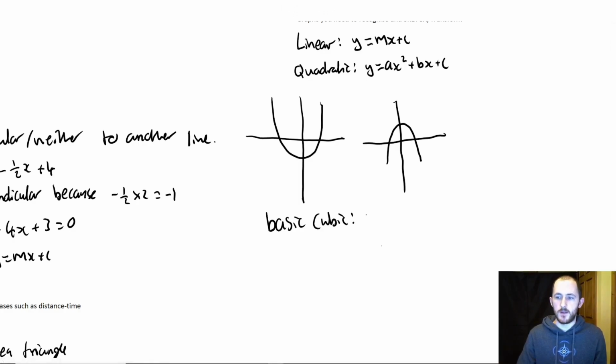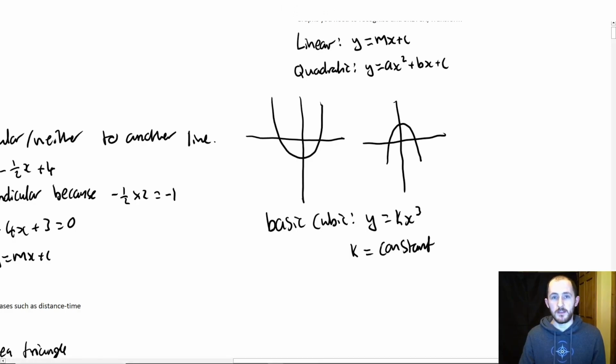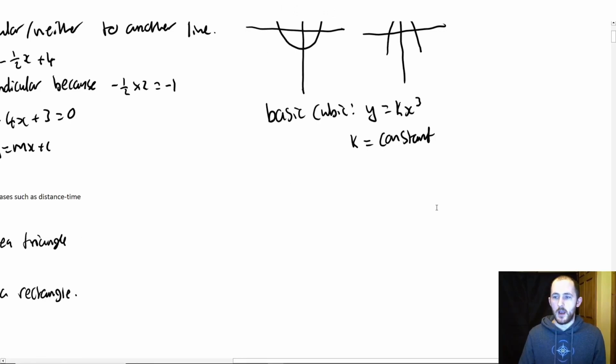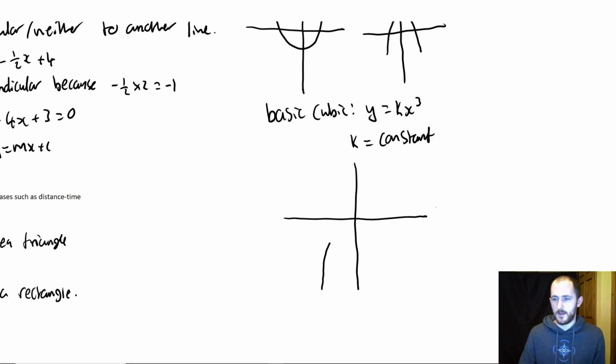So this one is going to look like this: kx cubed. Whenever I use k from now on, it's just a constant. So it could be 1, it could be 2, 3, 4, 5, whatever, right? You may not have seen a cubic before, but I'm going to draw it out for you. That looks like this. It goes up, then it kind of goes flat, and then back up. It looks like half of a DNA, right?